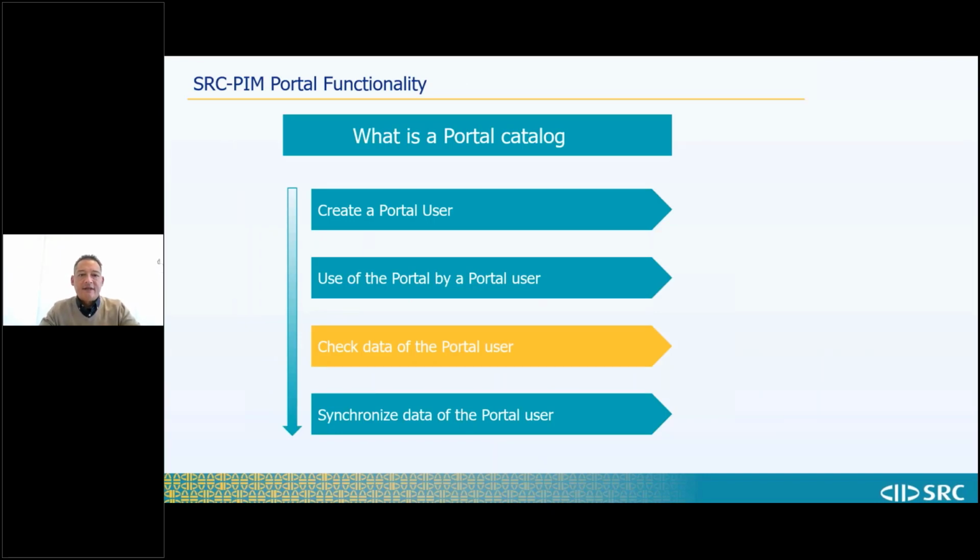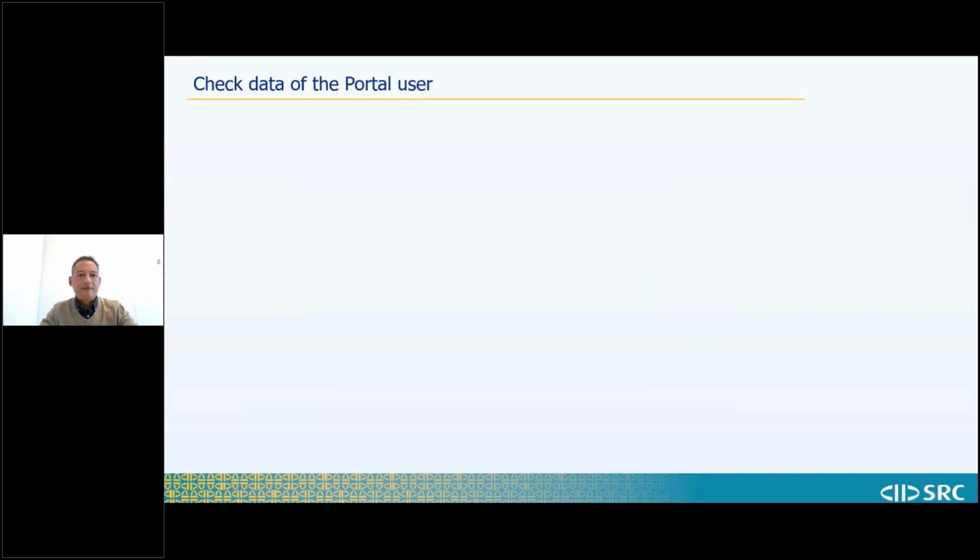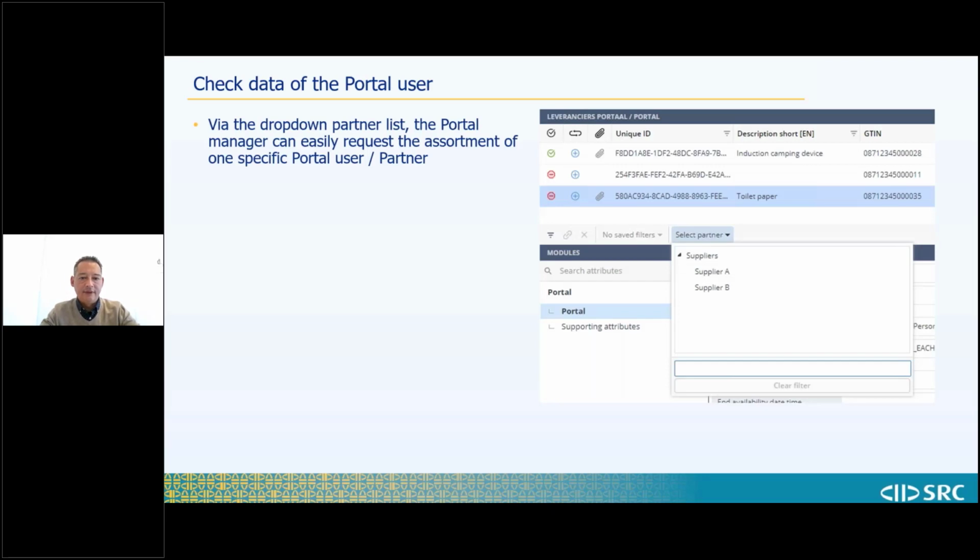Well, then checking the data of the portal user. Via the drop-down partner list, the portal manager can easily select the assortment of supplier A, B, etc. By default, you will see all items of all suppliers.